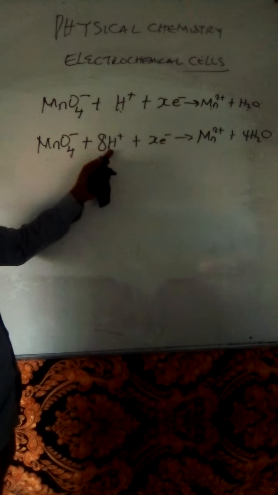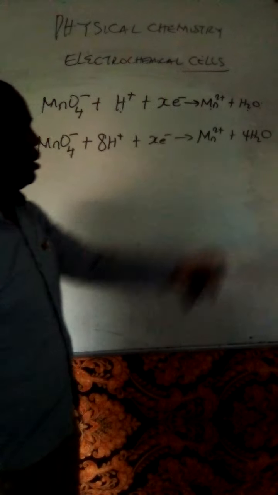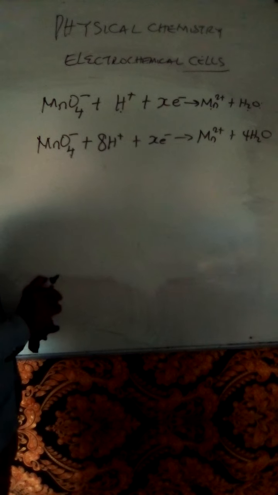Having done that, we check again. Manganese is 1 atom and 1 there. Hydrogen is 8 atoms, 4 times 2 is 8. Oxygen is 4 atoms, 4 times 1 is 4. So all the atoms are balanced. Don't make the mistake of going to the electron, the charge, first. If not, you fail the equation. The first thing you have to do is to balance the atoms.